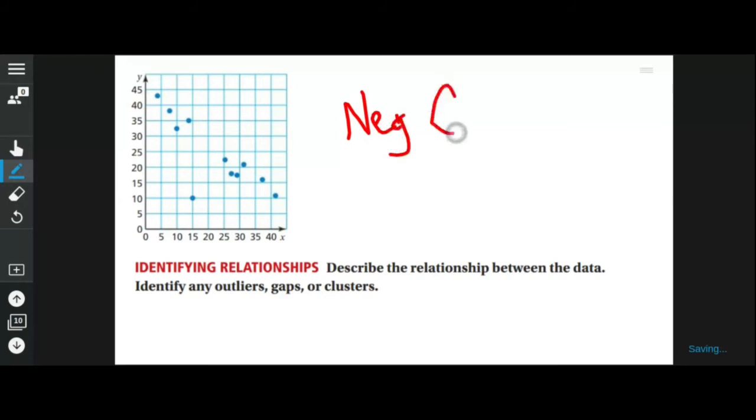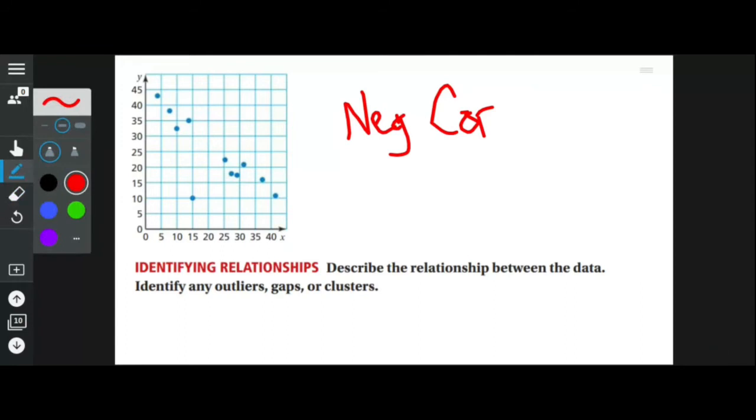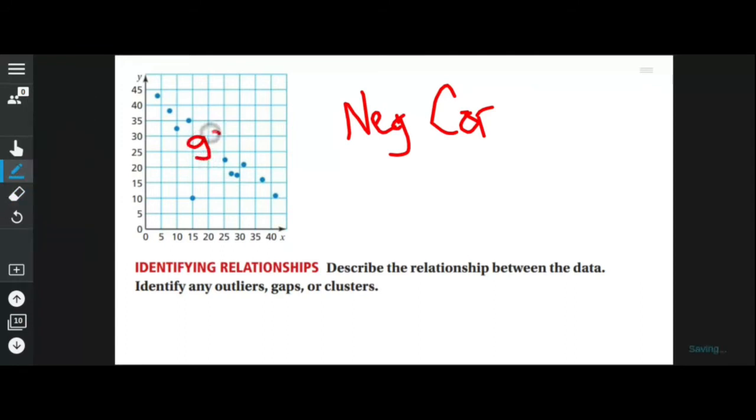Okay. I'm just going to really abbreviate things because my computer is lagging so bad. So negative correlation. I see here that I have a gap. Oh my, I'm ready to buy my own Chromebook. I see here that I have a gap.